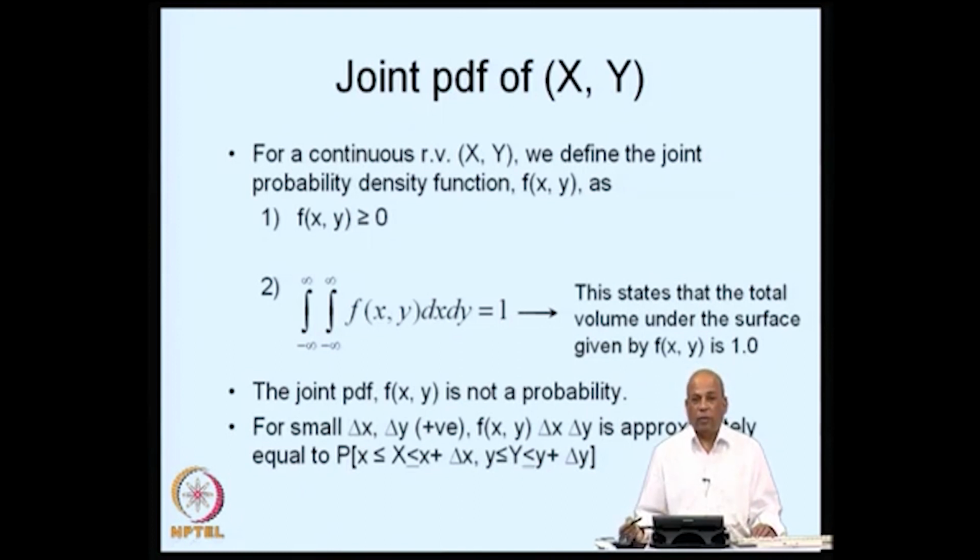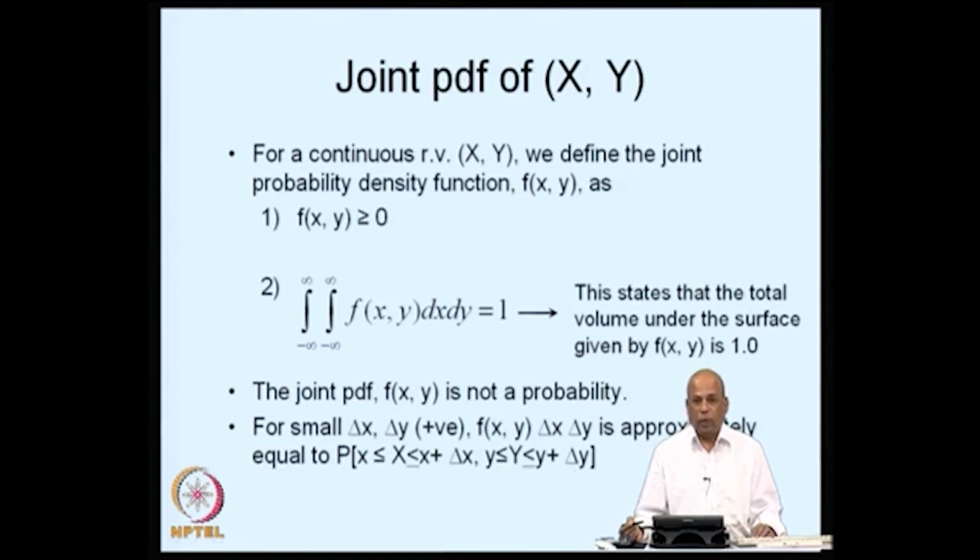Remember that this is a density function and therefore, it does not give probability. However, for small delta x and delta y, if you consider f of x y delta x delta y, which is actually the volume under f of x y over this range delta x delta y, this is approximately equal to the probability of x taking on a value between x and x plus delta x and y taking on a value between y and y plus delta y.